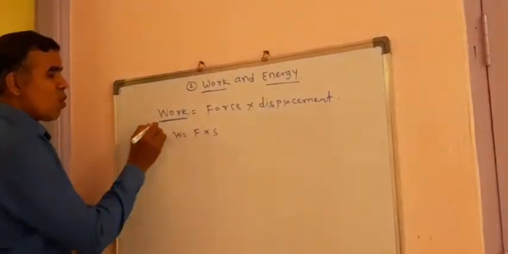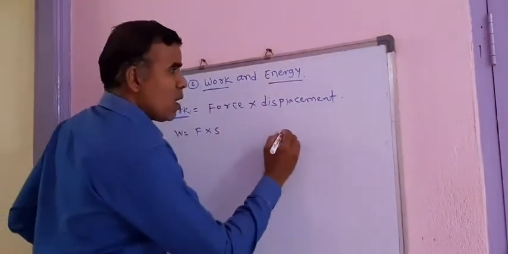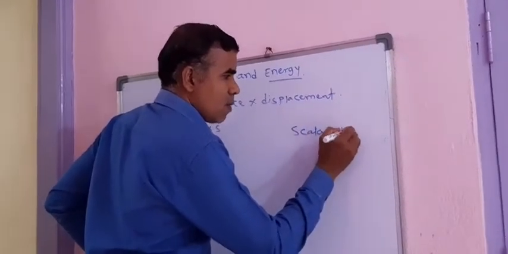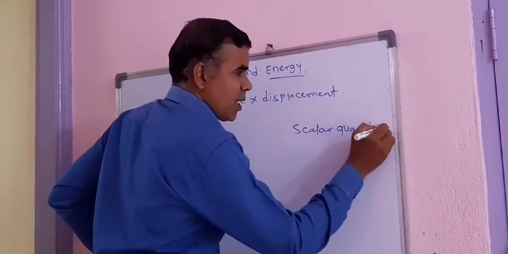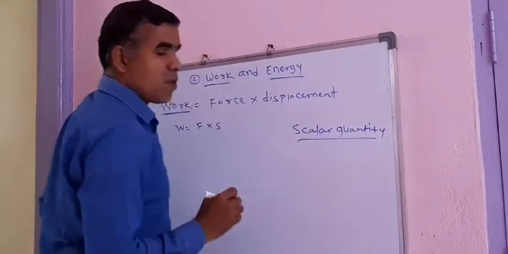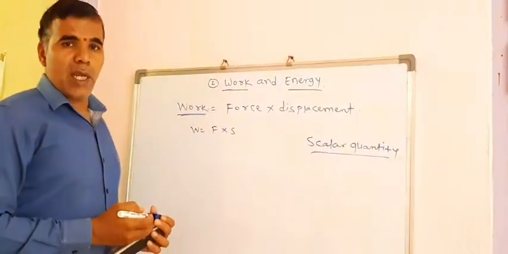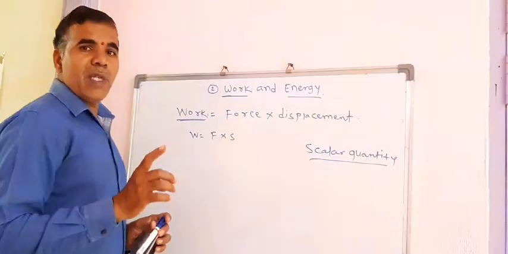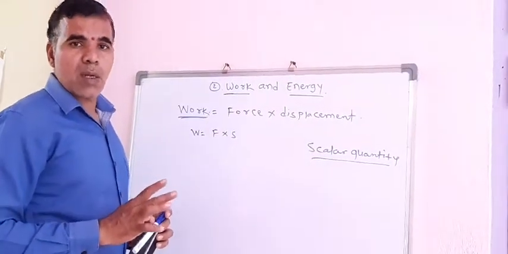Work is a scalar quantity. Scalar quantity means a quantity in which only magnitude is required, not a direction. So work is a scalar quantity in which only magnitude is important.